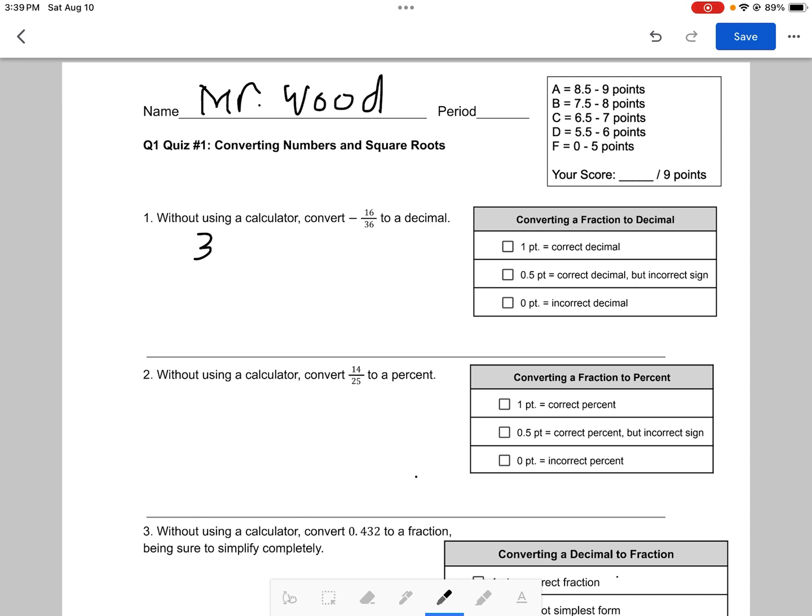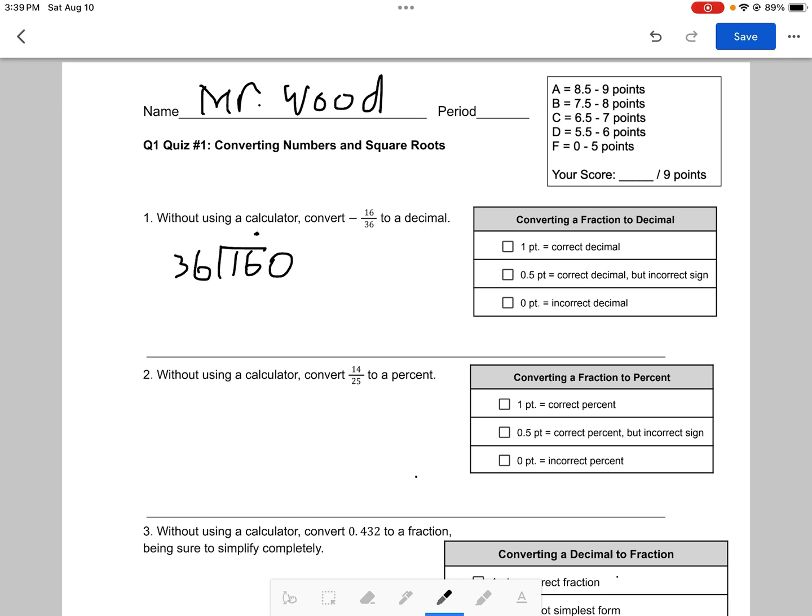Remember that the denominator of my fraction, or that bottom number, goes on the outside of my long division box every time. I'm going to give myself more room. And then my numerator, the top number of my fraction, goes on the inside. I know 36 cannot go into 16, so I'm going to add a little decimal up there at the top, and I am going to bring down a 0.